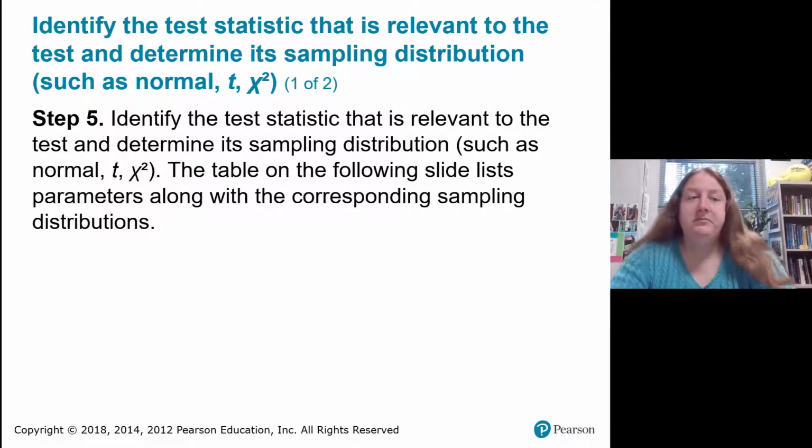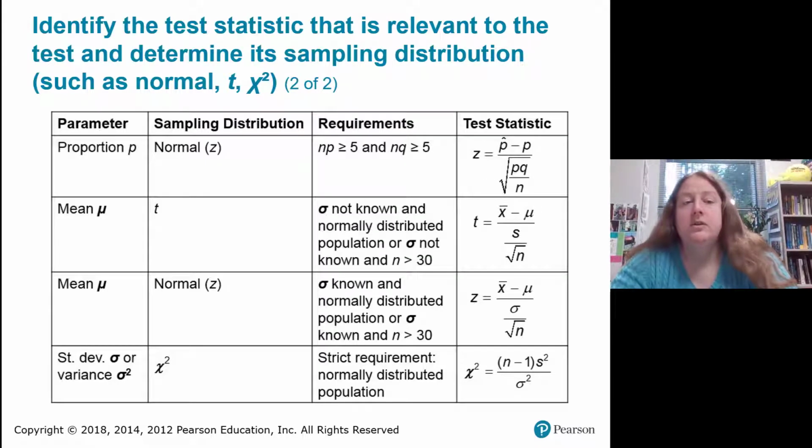So then we move on to step 5. Step 5 says identify the test statistic that is relevant to the test and determine its sampling distribution. So if we need to be in our t distribution, our chi-square distribution, whatever table we're in, we might also be in the normal table. All right. So here's a quick table to help you make that decision.